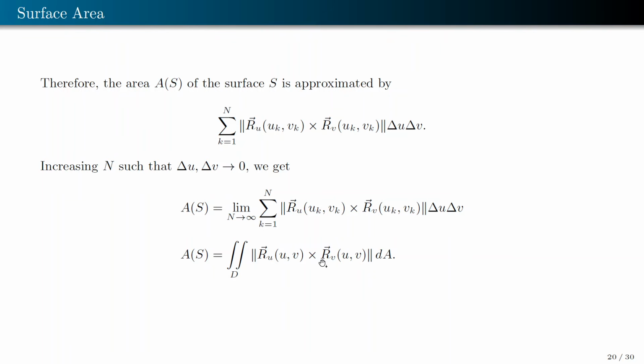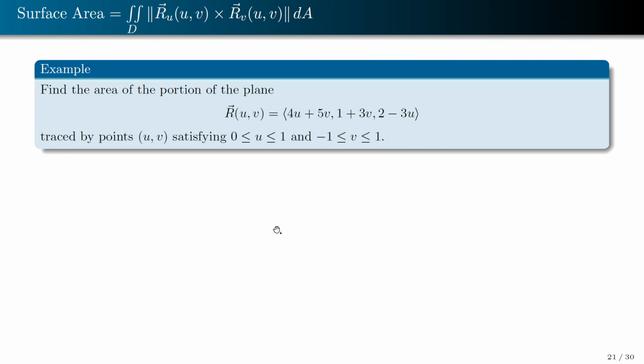Okay, so we have derived a formula for the surface area of a parametric surface. So, pakialala na lang, double integral ng norm of Ru cross Rv over the region D. So, D here is the region in the UV plane where the parametric surface is defined. Okay, so for example, let's find the area of the portion of R of UV equals (4u plus 5v, 1 plus 3v, 2 minus 3u), traced by points UV satisfying these inequalities. Okay, so ang given sa atin dito, isang parametric surface defined over a region na nasa UV plane.